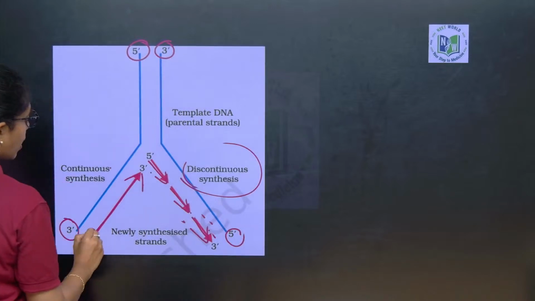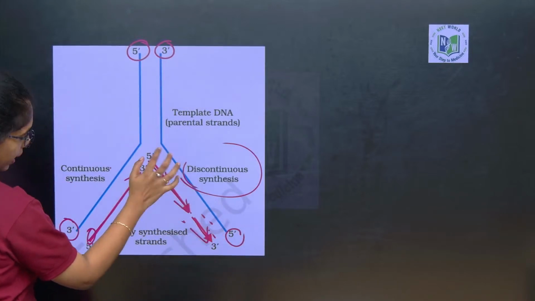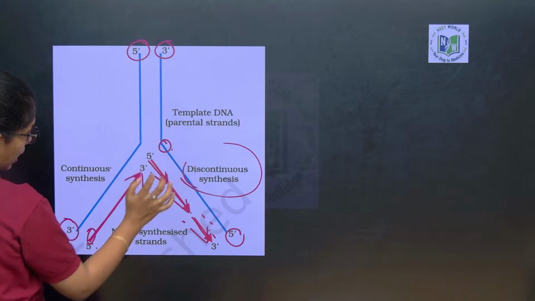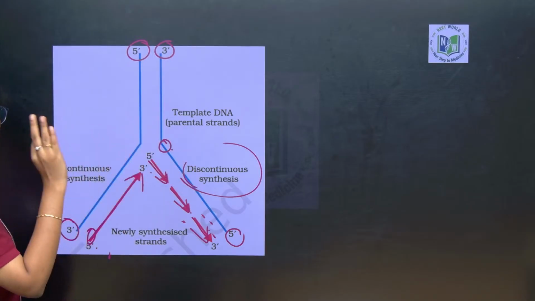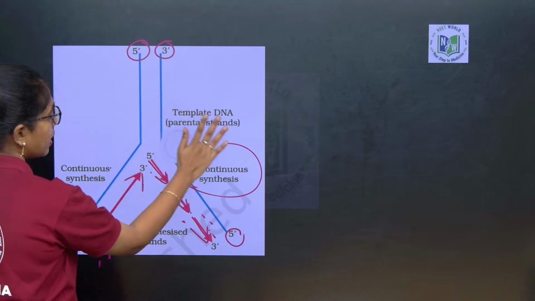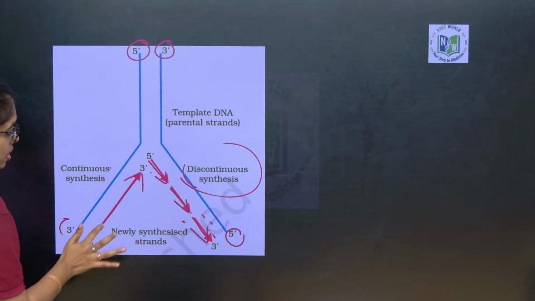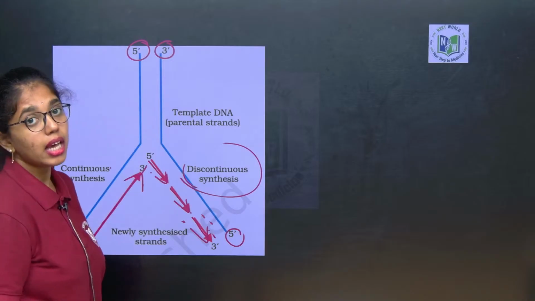RNA primers are joined at the 3 prime end of the parental strand. RNA primers are laid down by the enzyme primase, then DNA polymerase will remove these RNA primers and start synthesizing the DNA strand.